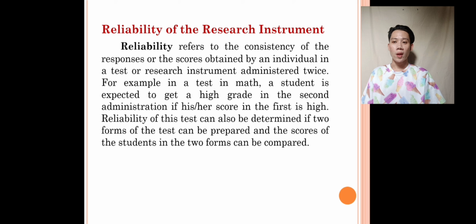Then, reliability of the research instrument. Reliability refers to the consistency of the responses or the scores obtained by an individual in a test or research instrument administered twice. For example, in a test in math, a student is expected to get a high grade in the second administration if his or her score in the first is high. Reliability of this test can also be determined if two forms of the test can be prepared and the scores of the students in the two forms can be compared.